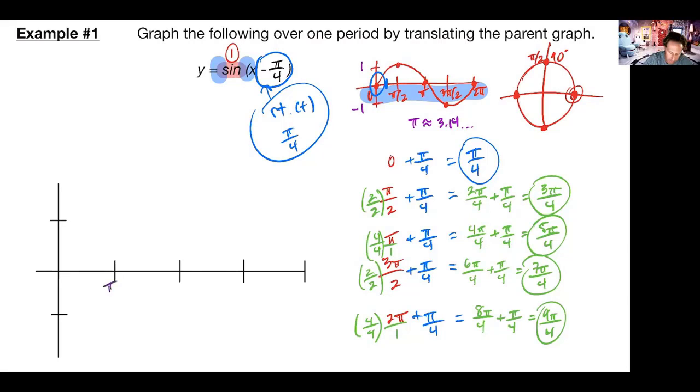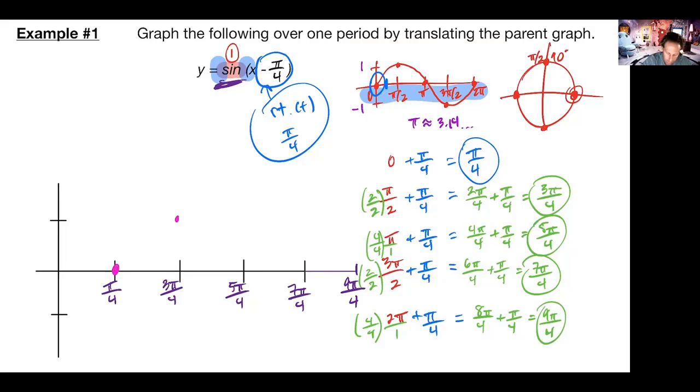So I'm just going to do it that way and put pi over 4, 3 pi over 4, 5 pi over 4, 7 pi over 4, and then I need to go ahead and extend this out a little bit and put my next one, which would have been 9 pi over 4. And because I know that this was a sine curve, I know it starts at what?